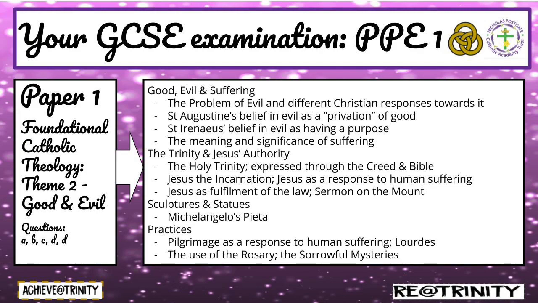Section 2 of Paper 1 will examine students on their knowledge of good and evil. This section contains the second 45 marks of the paper, but will comprise of 1 A question, 1 B question, 1 C question and this time 2 D questions. The paper will again ask questions on knowledge from across the full theme, from understanding of evil and the problem it causes for the existence of God, different Christian responses towards this, the Catholic belief in the Trinity and the authority this gives Jesus, the use of statues in the Catholic Church with focus on the Pietà, the use of pilgrimage and prayer as responses to suffering.